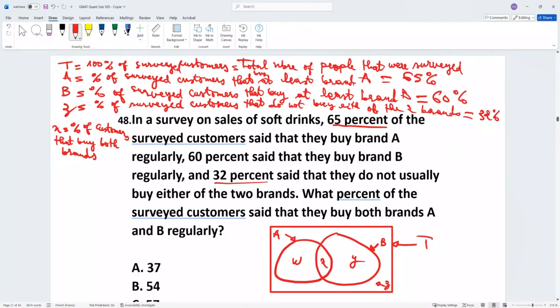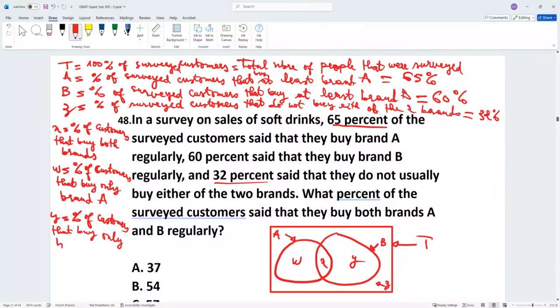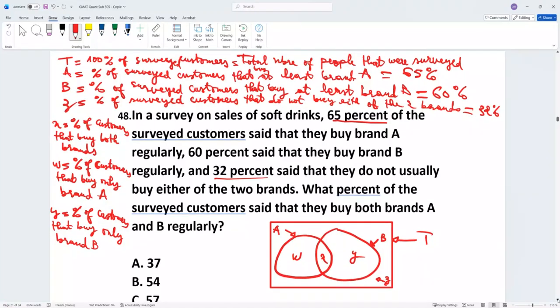And we have what again? We have W. W is the percentage of customers that buy only brand A. They buy only brand A. They do not buy brand B. And then we have Y, which is like the opposite: the percentage of customers that buy only brand B. So that's the logic. So now let's move on to the operations.